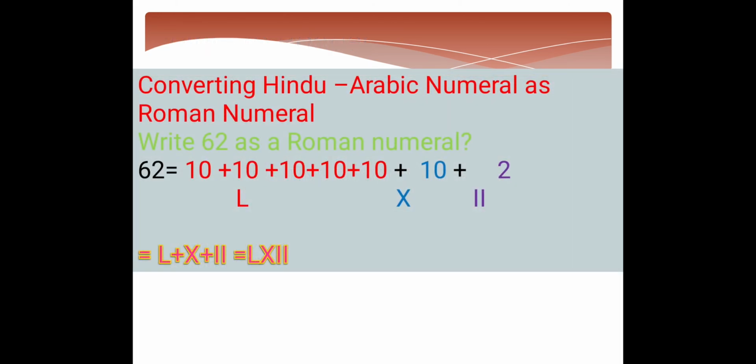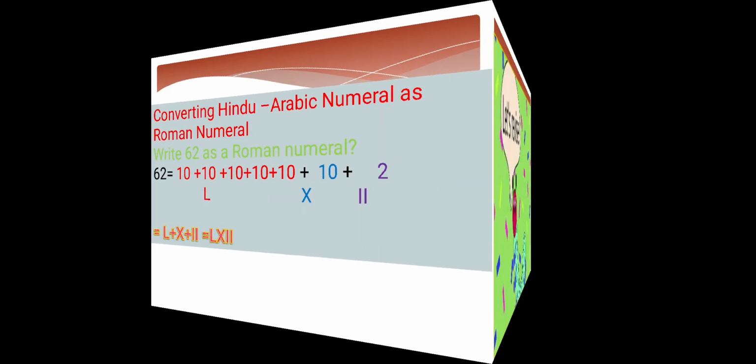So we can convert a Hindu Arabic numeral into a Roman numeral, where we expand the number, and then these 5 tens mean L, the symbol for 50. 10 means X and 2 is II. So this is the Roman number for 62.